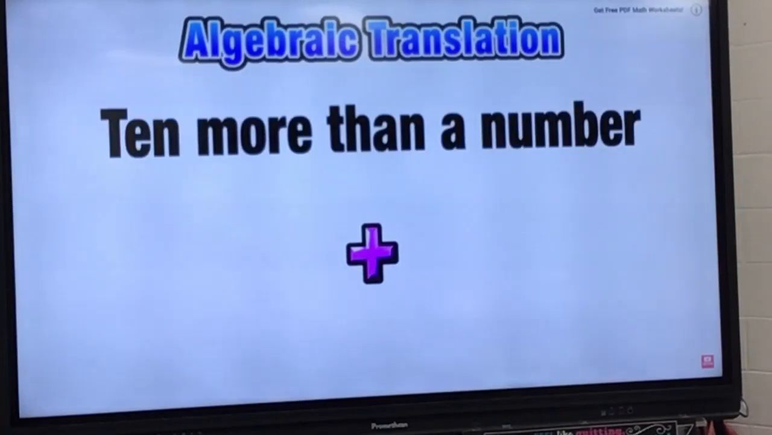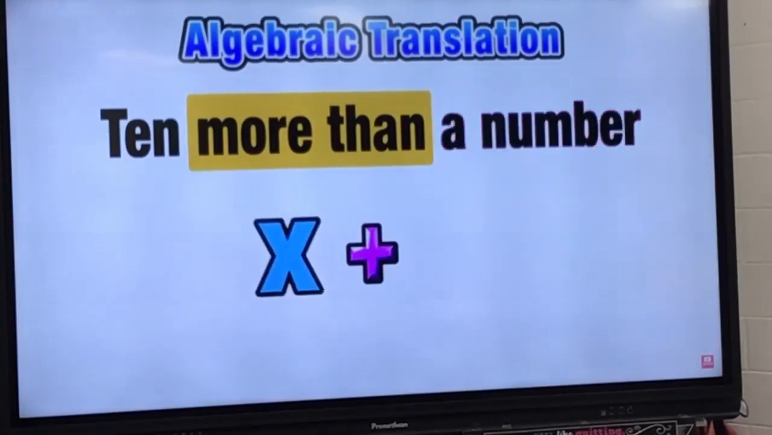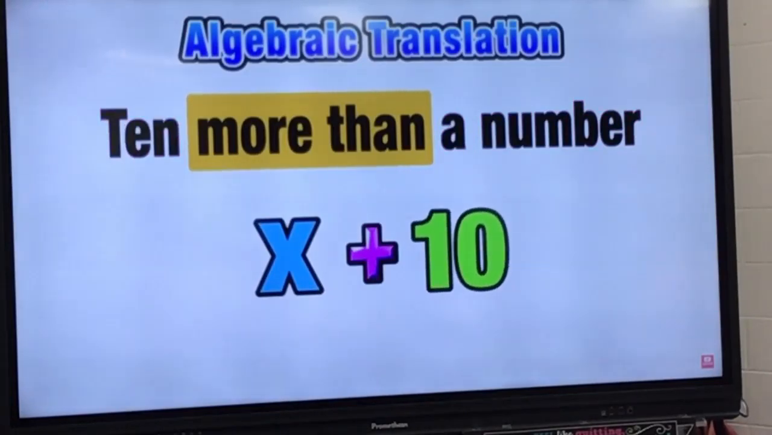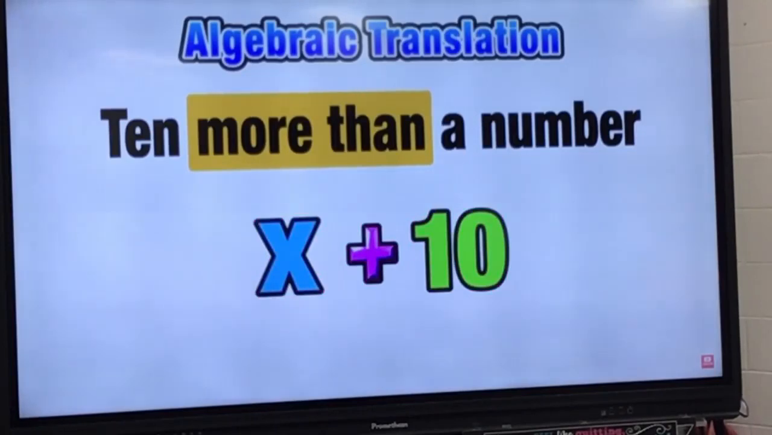Now what if we have the statement 10 more than a number? We should know that "more than" is associated with addition, so our sign is not going to change. Let's think about this one differently. We have a number, some unknown number, some variable, and this phrase represents 10 more than whatever that number is. So in this case, we start with the variable and then add 10 to it. Since this was addition, and because addition is commutative, the order didn't actually matter.